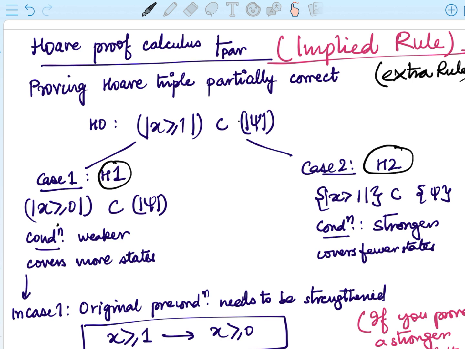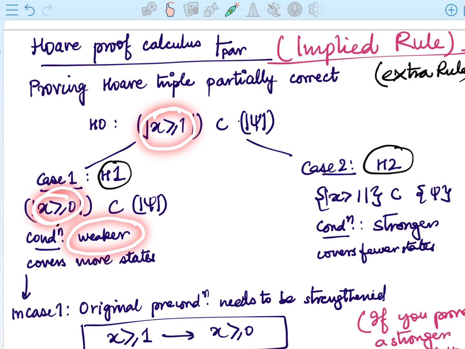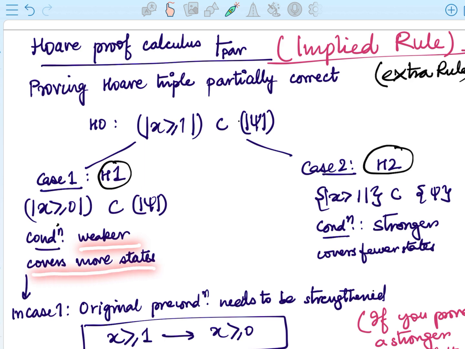When x is greater than or equal to 0, what happens? Here we are taking a weaker condition. Weaker means if you are able to prove this, 0 can also be a part of it. There's no problem, right? So this is a weaker condition because it covers more states. Here 0 is also a part now along with 1, and obviously, it can go beyond.